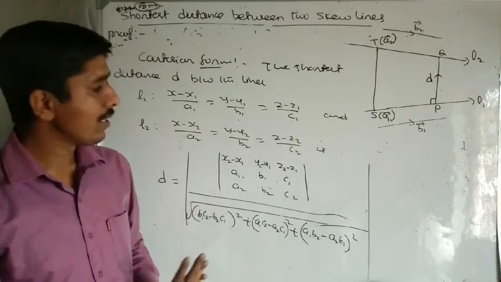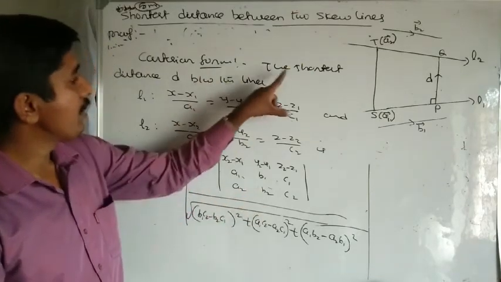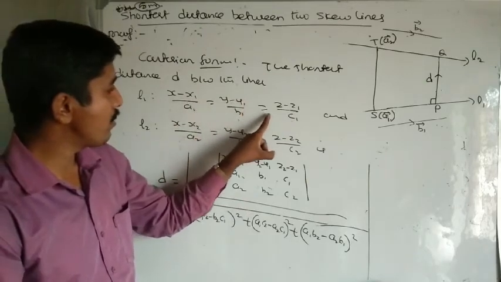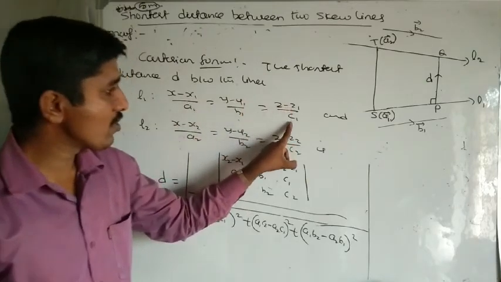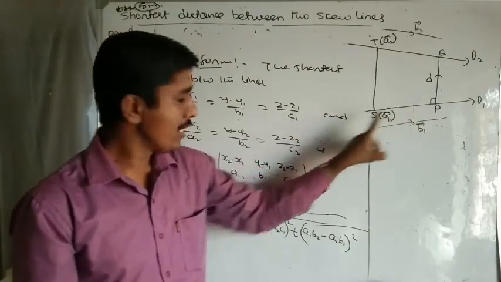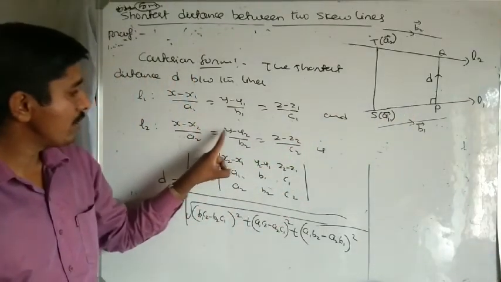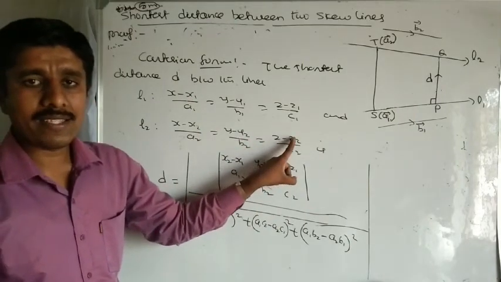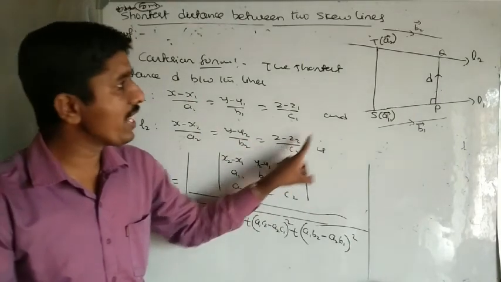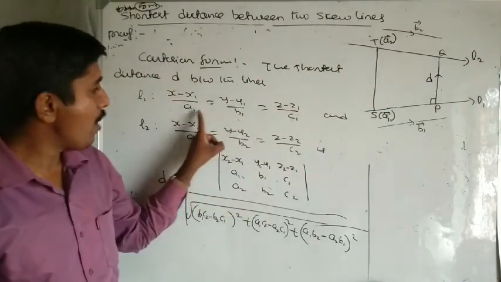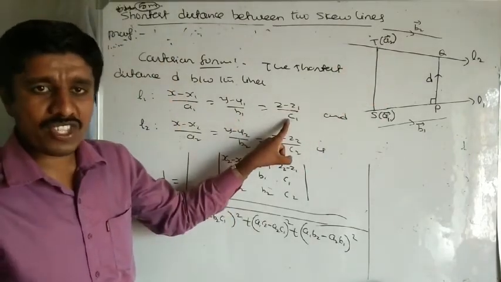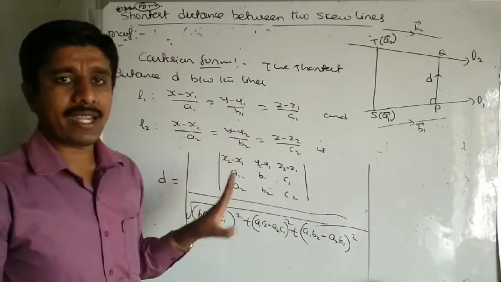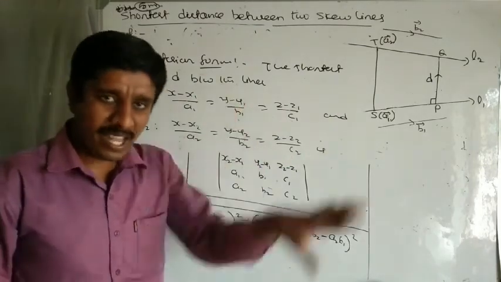That's it. Here x minus x1 by a1 equal to y minus y1 by b1 equal to z minus z1 by c1 is called the Cartesian equation of the first line. And x minus x2 by a2 equal to y minus y2 by b2 equal to z minus z2 by c2 is the Cartesian equation of the second line. Here a1, b1, c1 are the direction ratios of the first line, and a2, b2, c2 are the direction ratios of the second line. Substitute these values in the vector notation.